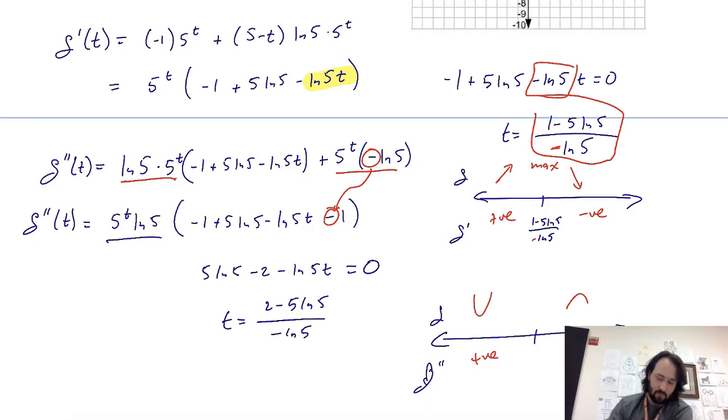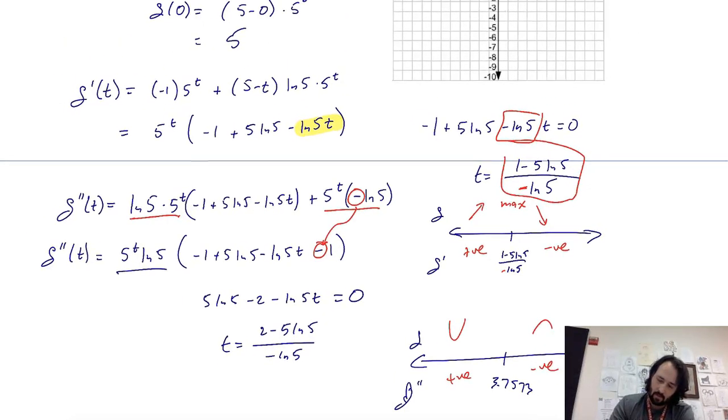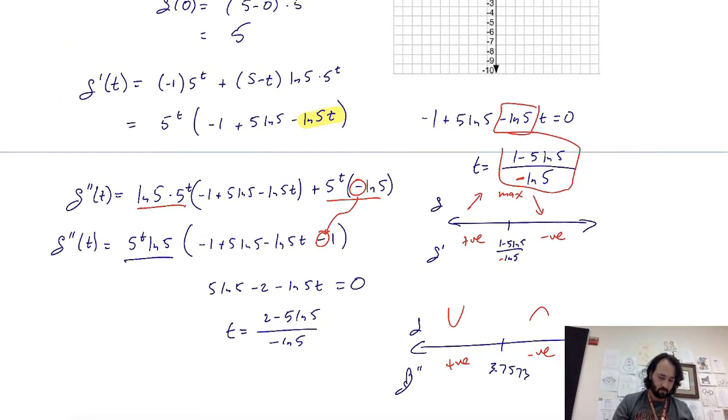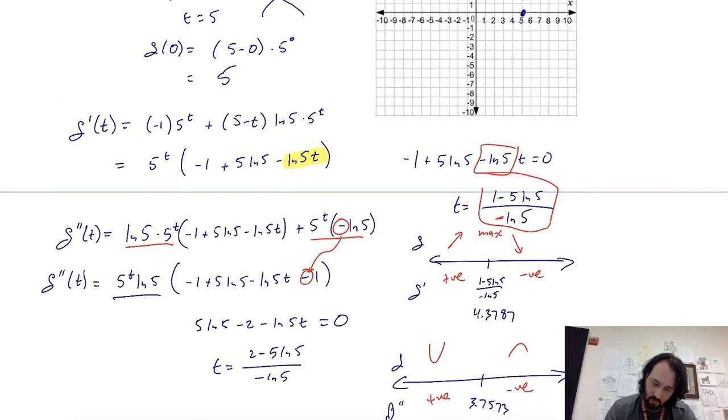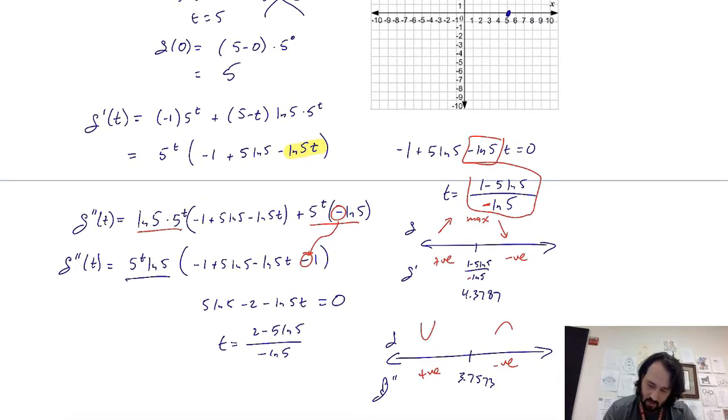This is happening at, I'm going to use my calculator, 2 minus 5 ln of 5 divided by negative ln of 5. So that's at 3.7573. And this first one is 4.3786, 8787, whatever. All right, so that's where I have a max. That's where I'm changing concavity.